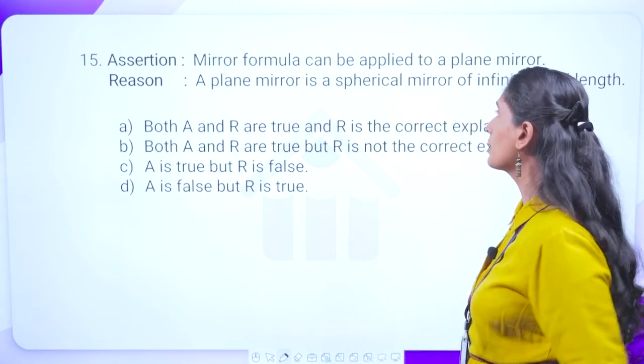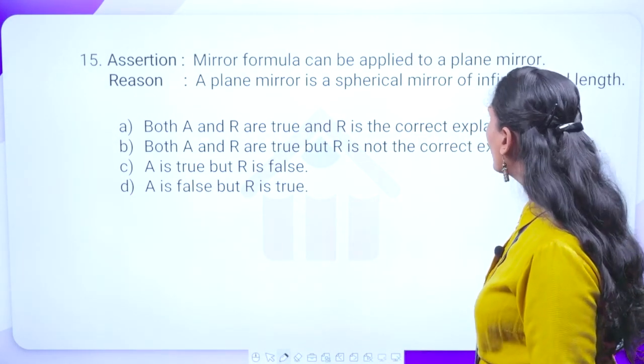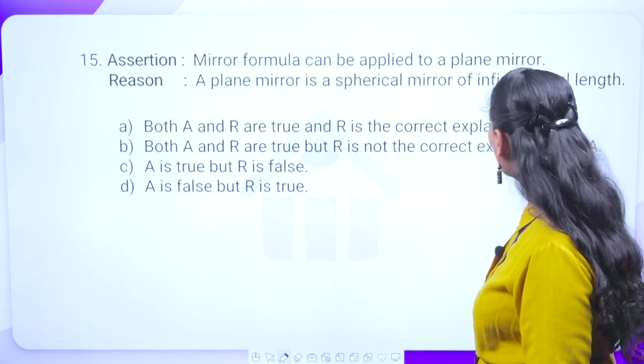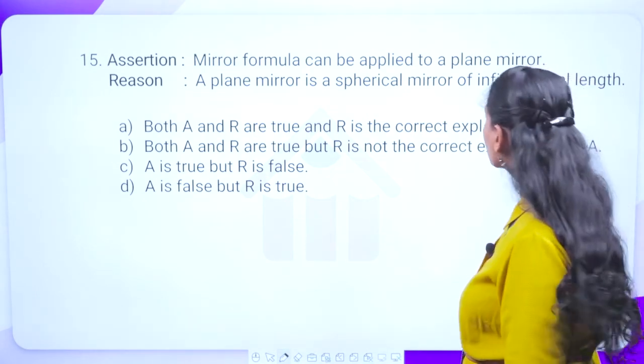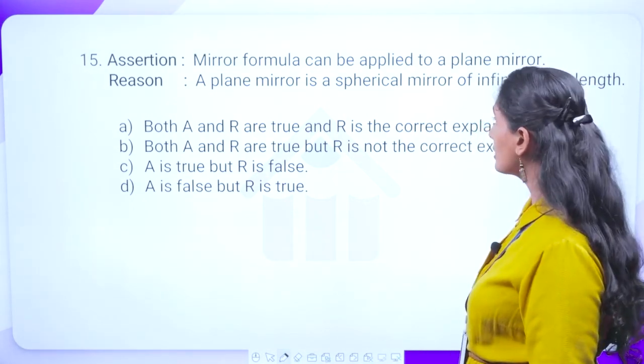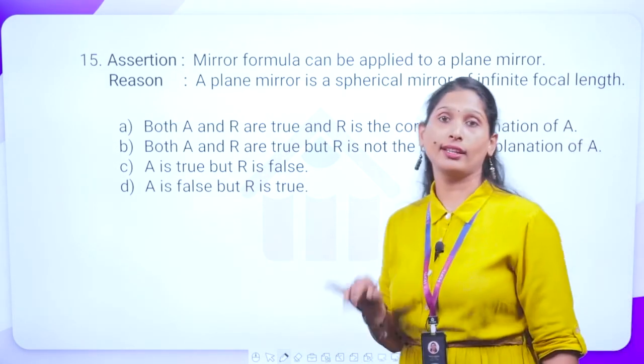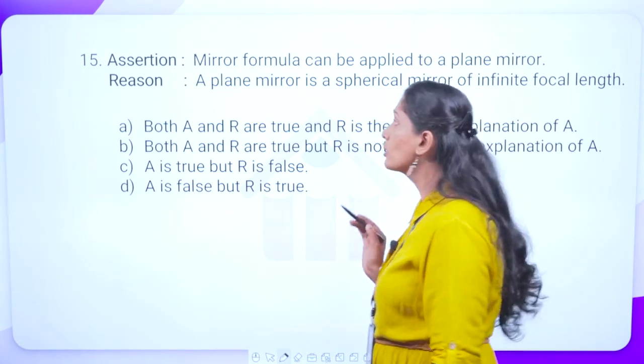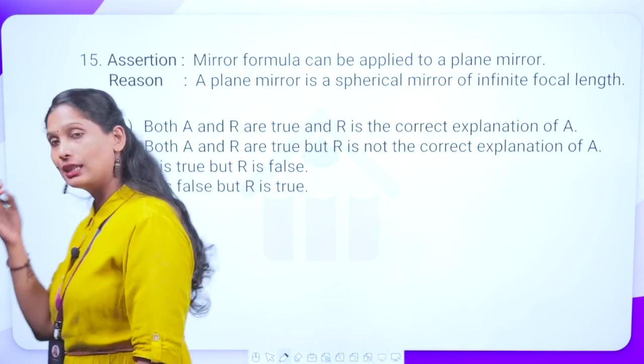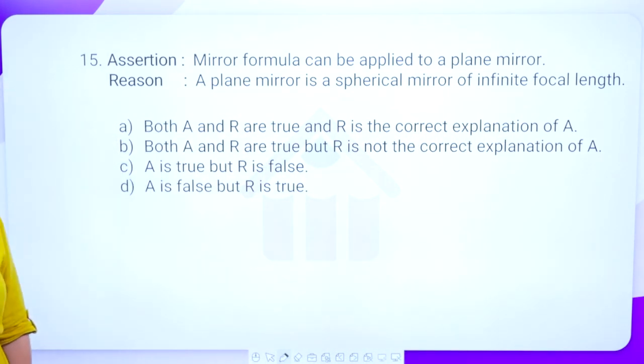Now moving on to the next question. The assertion is that the mirror formula can be applied to a plane mirror. The reason given is that a plane mirror is a spherical mirror of infinite focal length. So this is the assertion and the corresponding reason. You have to find the correct option. Please do mention the question number.